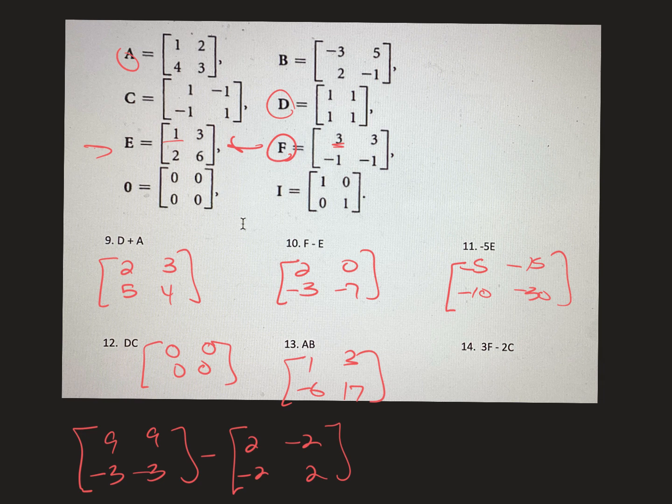Now I'm just going to subtract straight across to put my answer here. 9 minus 2 is 7. 9 minus negative 2 is 11. Negative 3 minus negative 2 is negative 1. Negative 3 minus positive 2 is negative 5. And there you go.